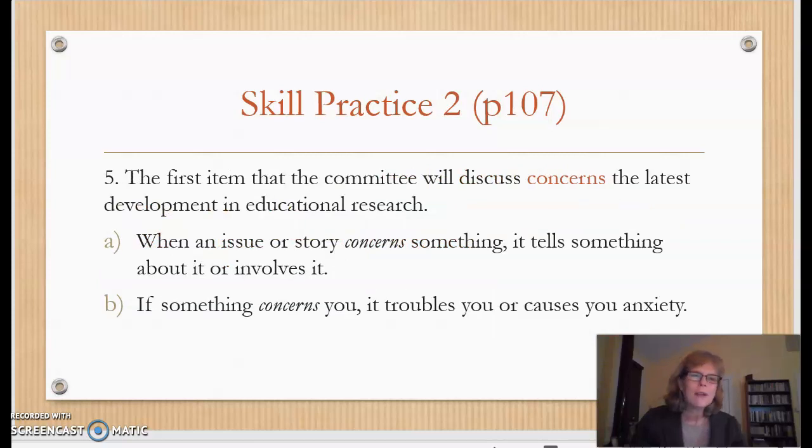And then the last one, number 5. The committee will discuss concerns. Which did you choose? And I chose A. When an issue or story concerns something, it tells something about it, something that involves it. All right, good work, guys, good work.